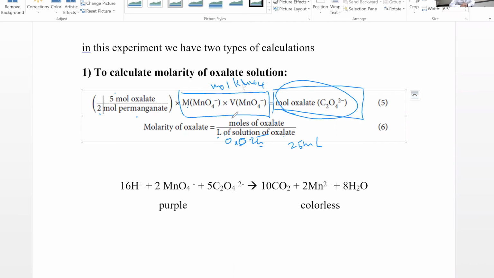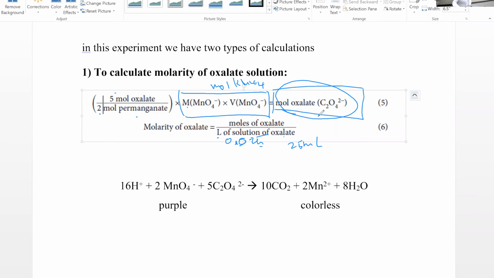So why do we need the titration here? We need the titration because we are going to start with 25 milliliters of the oxalate, but we don't know how much permanganate is needed to neutralize this, because we don't have the concentration for oxalate ion. If it's asking to calculate the molarity of oxalate ion, that means we don't have the concentration. So we are going to use the titration to see how much permanganate was needed to neutralize the oxalate ion.